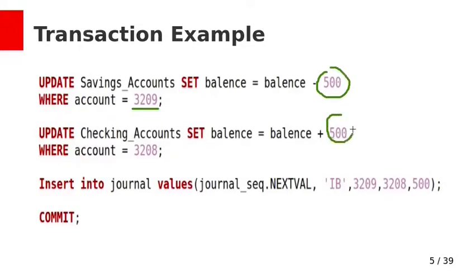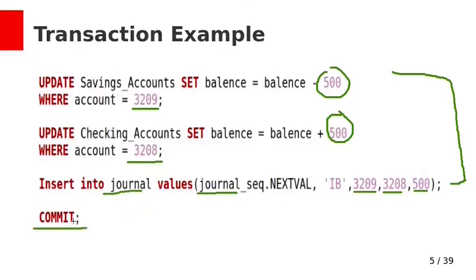That debited amount of 500 is added to this checking account. This credit and debit will be registered in the transaction journal. So add one more entry into the transaction journal: insert into journal values, journal sequence next value, which will be generated by the system, and here from this account 500 rupees are added to this account. These three operations combined form one transaction. To save this transaction permanently onto the database, we need to commit it using the commit command.